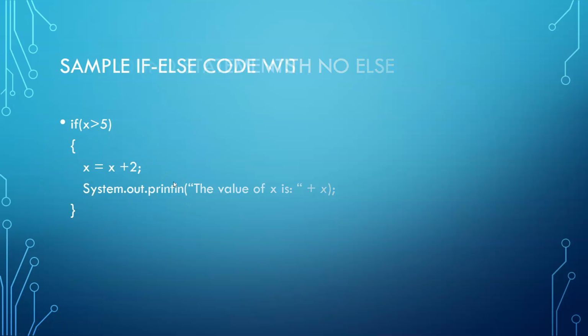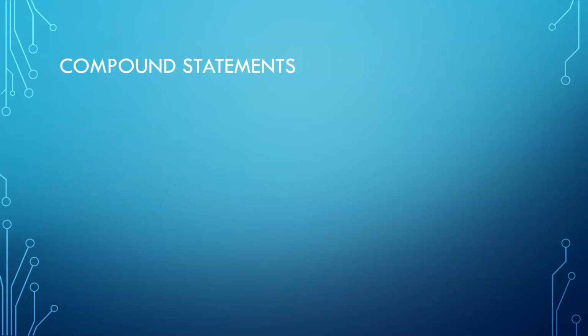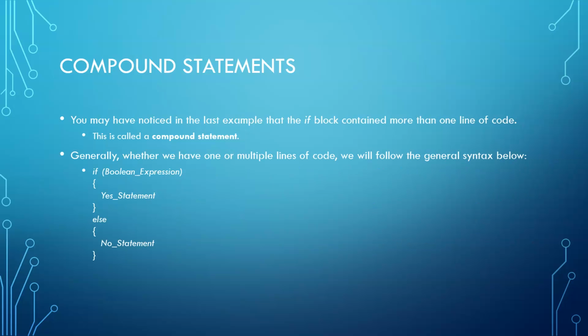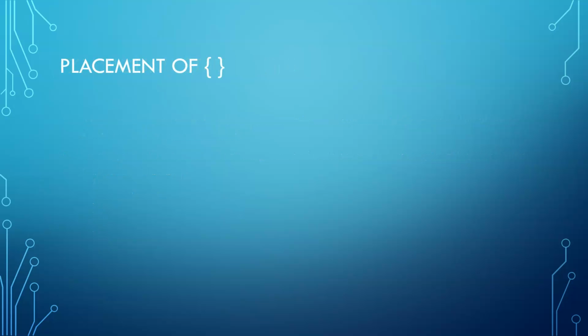All right, compound statements is something we need to discuss. In our last example, the if block contained more than one line of code. This is what's called a compound statement. Now, generally when we have one or more lines of code, we'll follow the general syntax as follows. If Boolean expression, the yes statement, else, then the no statement. All right, and you'll notice that those are encapsulated within curly brackets.